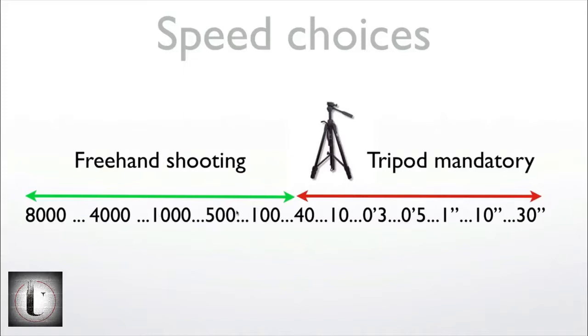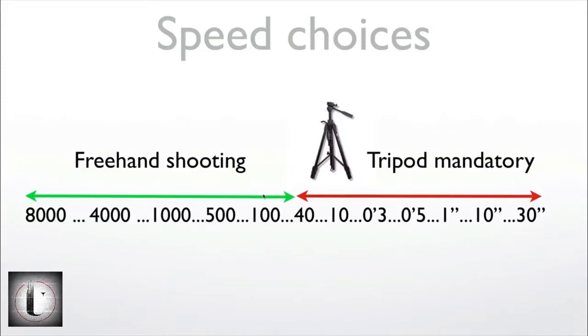1/1,000 of a second, 1/500 of a second, 1/100 of a second, 1/40 of a second, 1/10 of a second, and then it goes to 0.3 of a second, 0.5 of a second, 1 second, 5, 10 seconds, and 30 seconds. That's usually the longest. So this is very slow shutter speed. Shutter speed is basically the time that the aperture is open where the light can come in. We call that the shutter speed. And this is very fast shutter speed.